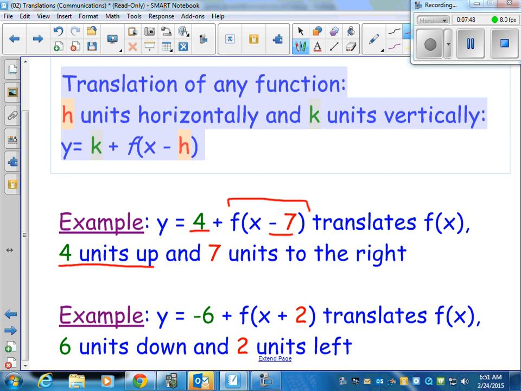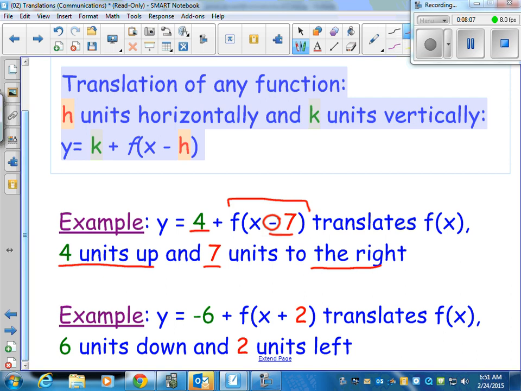The minus 7 is inside the parent function, or inside the parentheses. Head shake rule tells us that we don't trust the negative sign. So instead of moving 7 to the left, it's going to move it 7 units to the right.